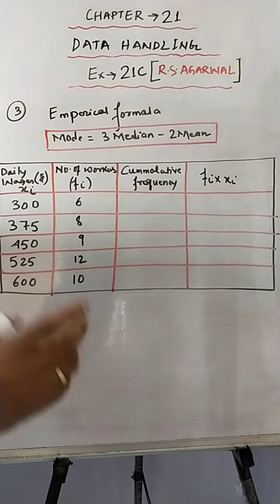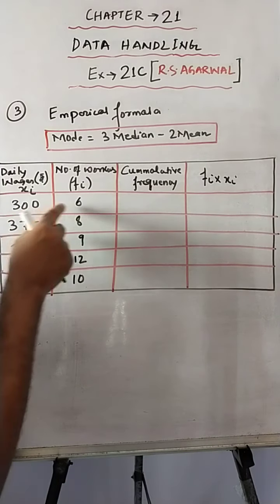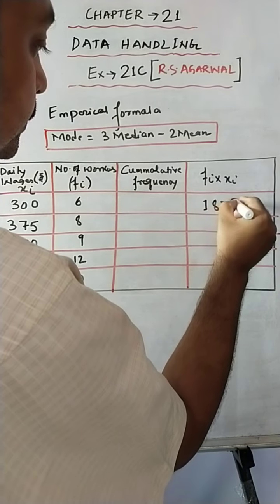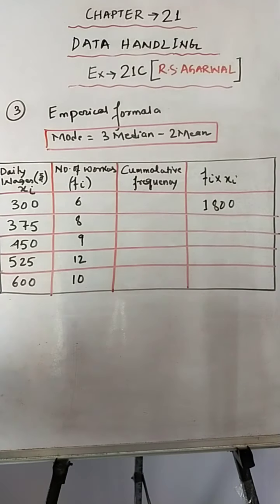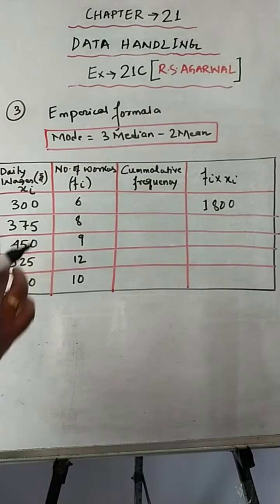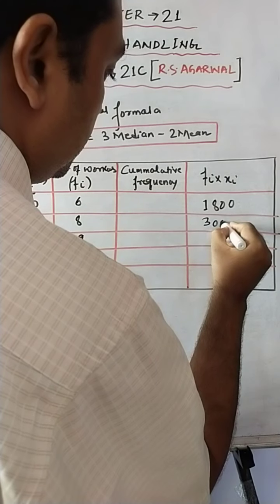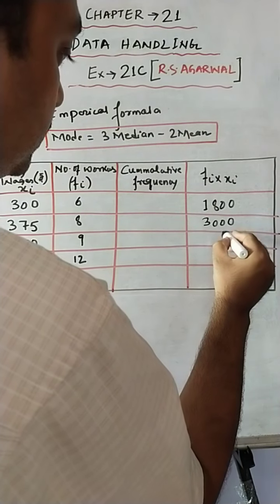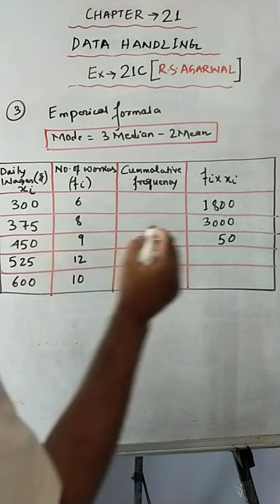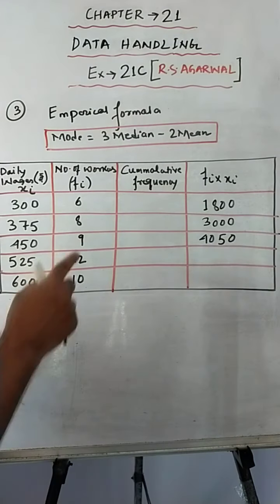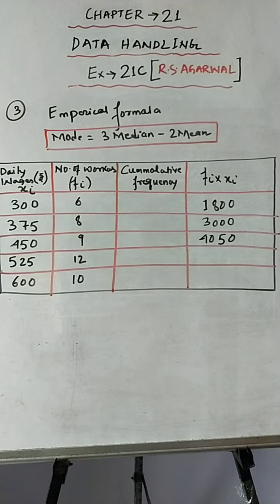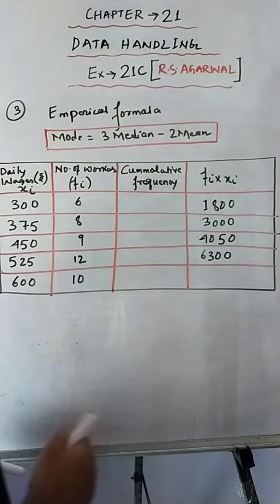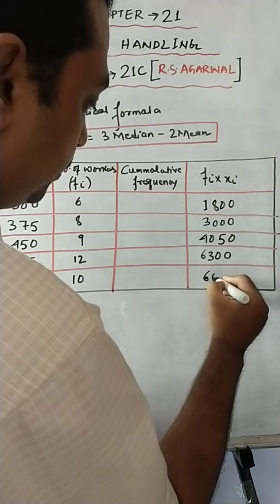Now the first thing you will do is find the product of these two numbers and put it here. That is 300 into 6, 1800. Now what is the value of 375 into 8? It will be 3000. Now 450 into 9: 9 zeros are 0, 9 fives are 45, 4050. 12 into 525 would be 6300, and 600 into 10 would be 6000.